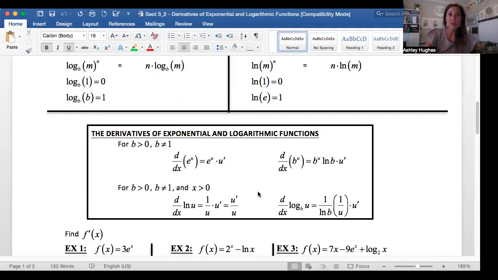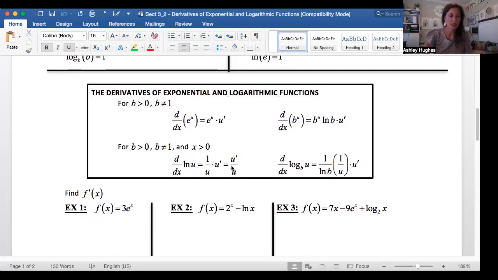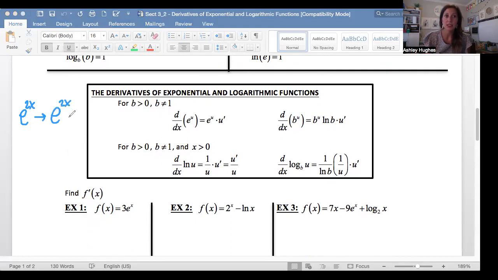So for derivatives, that's the important part, the calculus part. The derivative of e to the u is e to the u times u prime, or e to the u du. Let me show you an example underneath that. If I had e to the 2x, the derivative would be e to the 2x times the derivative of 2x, which is 2. You would write that as 2e to the 2x. The derivative of e to the 3x would be e to the 3x times 3, so 3e to the 3x.